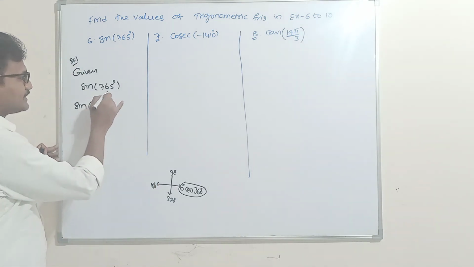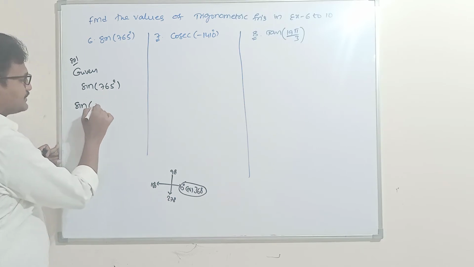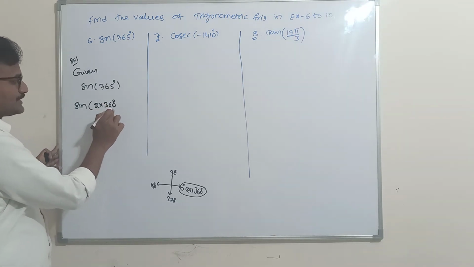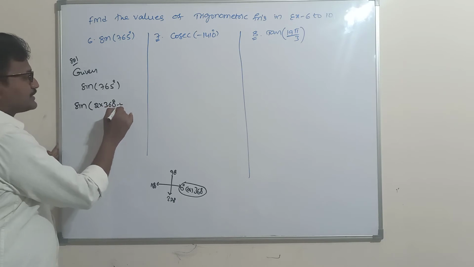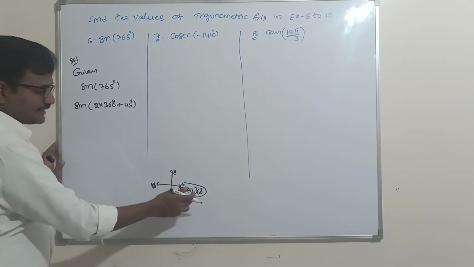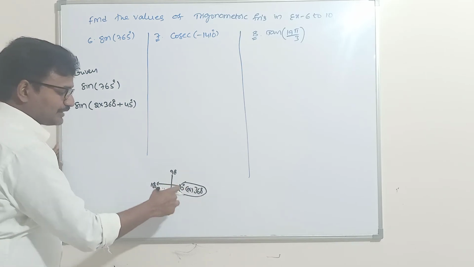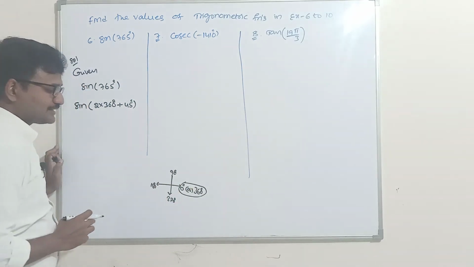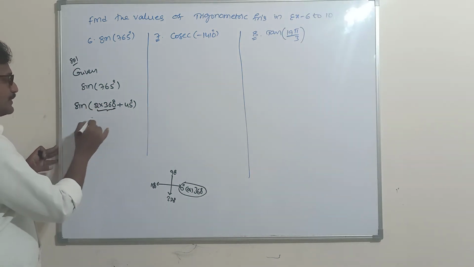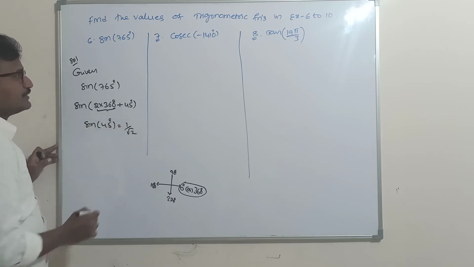So how to write 765 degrees? If I write 2 into 360 degrees, then it is equal to 720. So to get 765, I still need to add 45 degrees. Now assume 360 degrees as 0 degrees, because after completion of a revolution, 360 degrees is equal to 0 degrees. If you assume like that, then this value is equal to 0. So 0 plus 45 degrees. So sin 45 degrees is 1 by root 2.